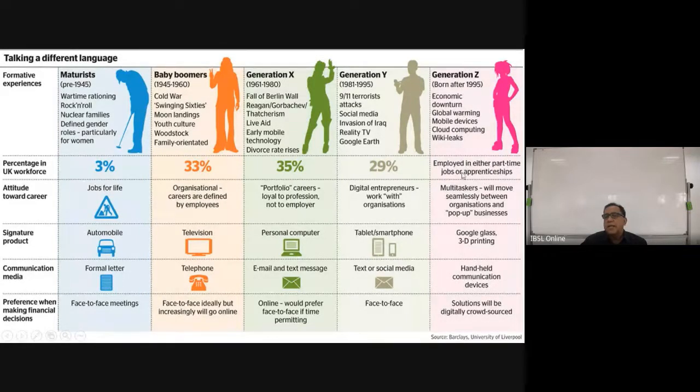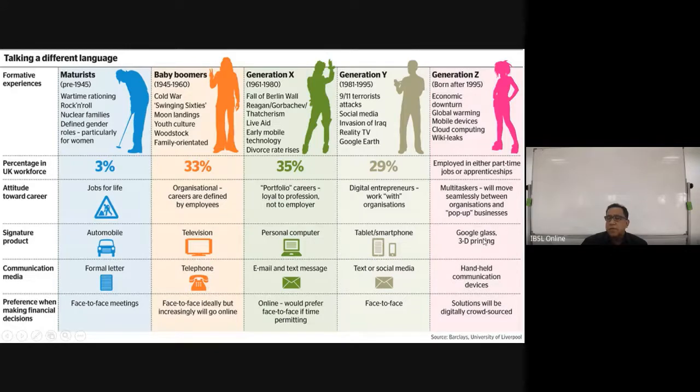Employed in either part-time jobs or absentee. These people mostly like part-time work, and they want more entrepreneur-type jobs. They don't want to stick to a permanent job. Multitaskers will move seamlessly between organization and pop-up business. So they're changing jobs very frequently.